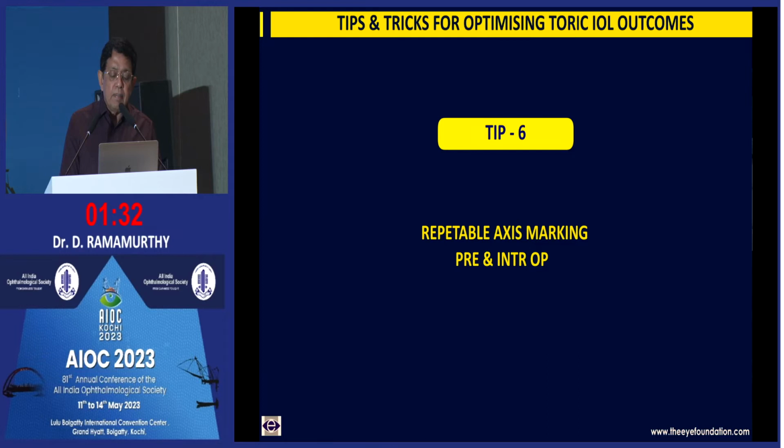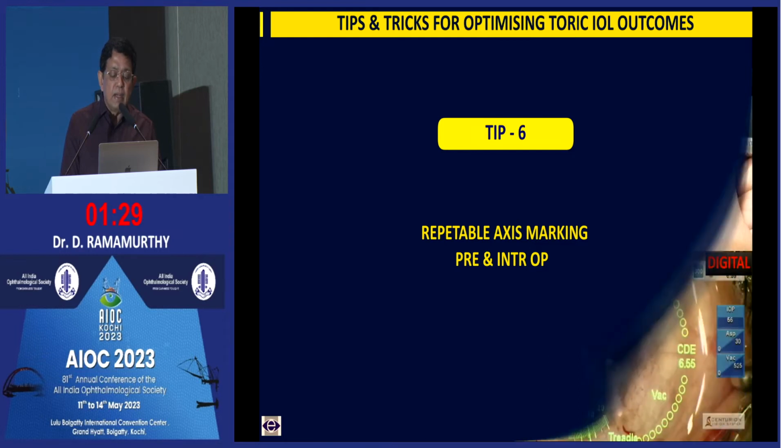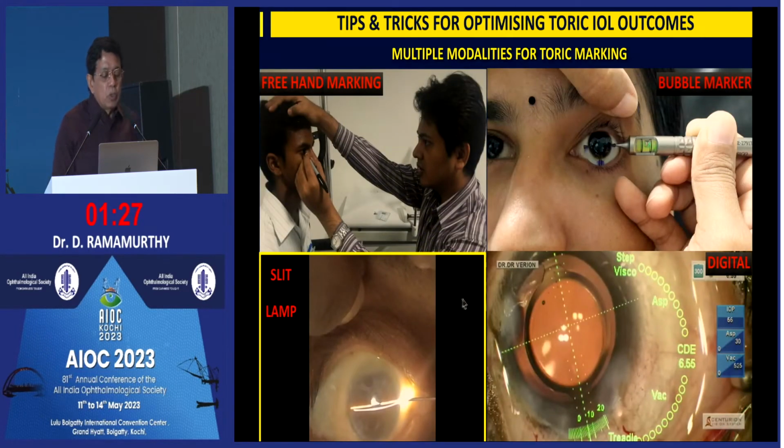And repeatable axis marking pre and intra-op is both necessary. I used to think this freehand marking is something which is not really scientific, should not be done. But I visited David Chang almost 7-8 years back in his surgery, and what I found was that before every patient, all he was asking them to do was to look at his forehead and doing his freehand marking. Maybe he was an expert in doing that, but that's also one way of dealing with these patients.